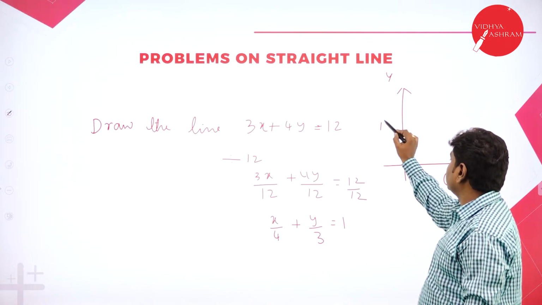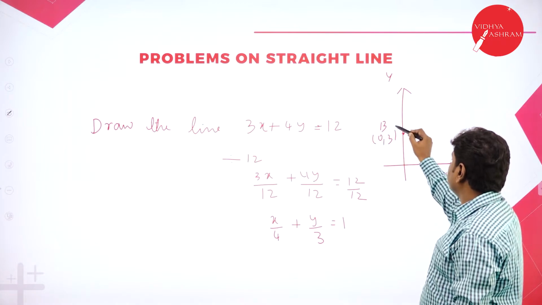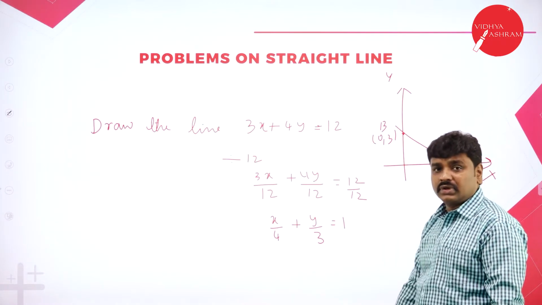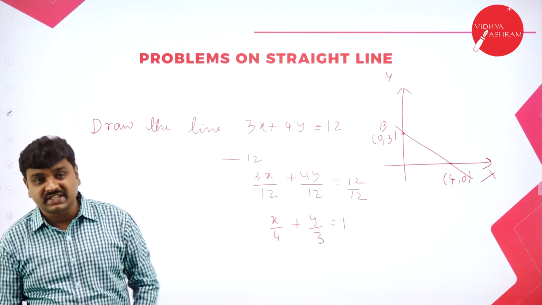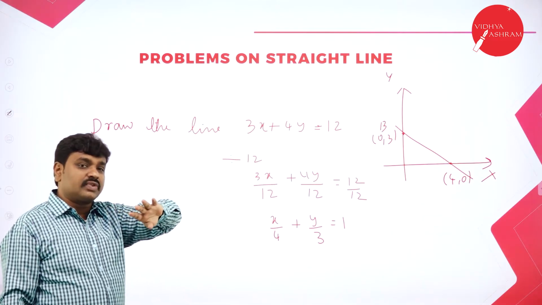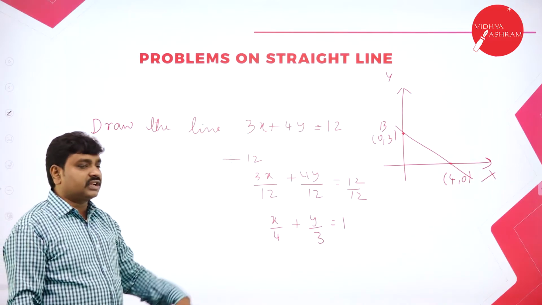This is (0, 3). This is b (0, 3). Now stretch a line between these two. Now I can draw. So intercept form helps you to find a point on the x-axis where the line cuts the x-axis and a point on the y-axis where the line cuts the y-axis. You can draw. So it's a simple technique.